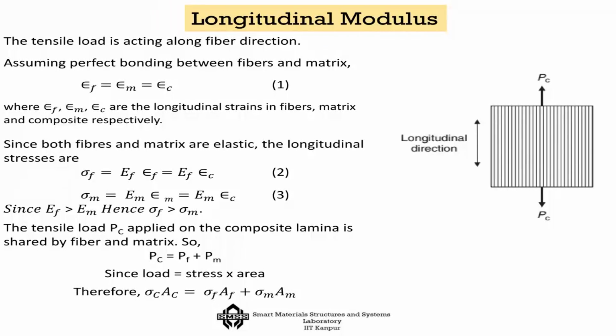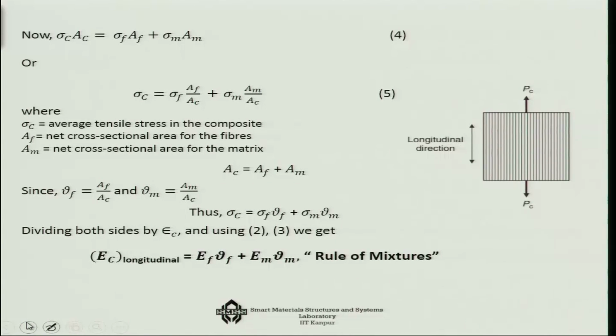Similarly, PM is sigma m AM, where sigma m is EM epsilon m, please correct it, and that is nothing but EM epsilon c. And your PC is nothing but sigma c AC. So if I work on this whole thing, where do we reach? We see that sigma c AC is sigma f AF plus sigma m AM, which means sigma c is sigma f AF by AC plus sigma m AM by AC.